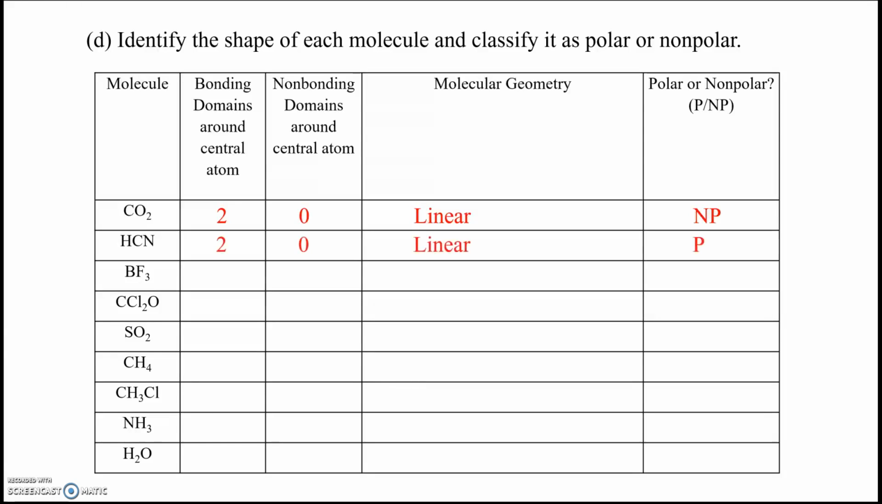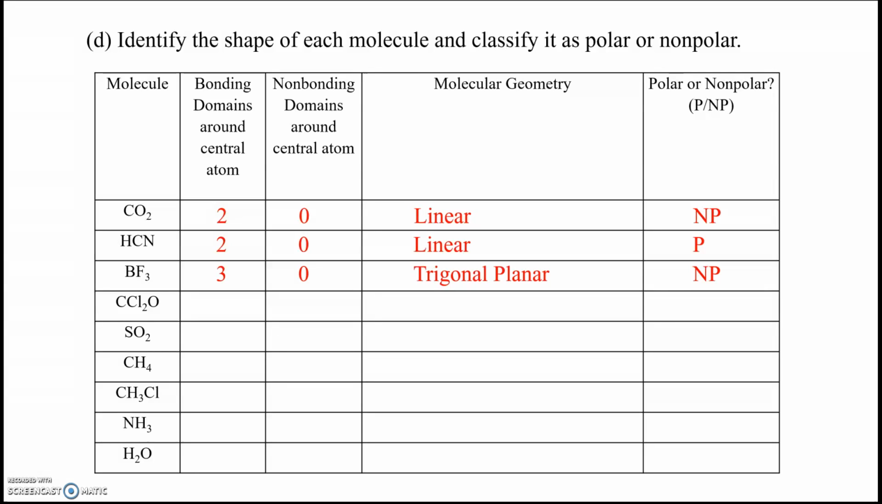All right, hydrogen cyanide, 2 bonding domains, no non-bonding domains. Again, it's linear, but because it's asymmetric, a different electronegativity difference between carbon-hydrogen and carbon-nitrogen, this becomes a polar molecule. Boron trifluoride, we've seen this before, 3 bonding domains around boron, no non-bonding, and therefore the fluorines are all separated by 120 degrees, and we have trigonal planar. And because they are all symmetric, this is a nonpolar molecule.